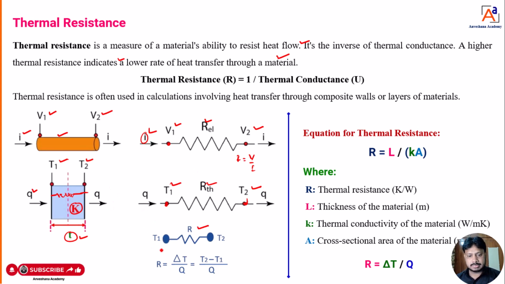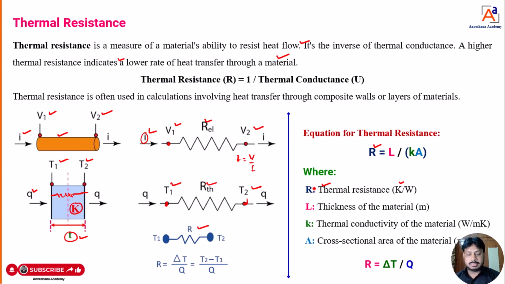To calculate the thermal resistance, there is a thermal resistance in the material when we give some amount of heat and a temperature difference, and the heat is moving. Then how do we calculate the amount of resistance? I can calculate it with the help of an equation: R is equal to L divided by kA. What is R here? Thermal resistance, in Kelvin per watt or degree Celsius per watt.